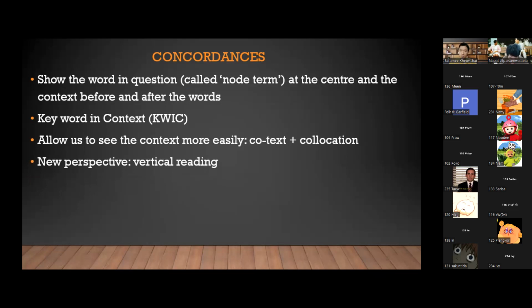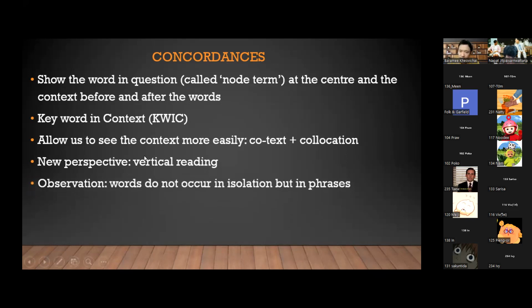Normally we read horizontally, right? From left to right. Now when we read concordance lines, we do a vertical reading, from top to bottom. And in a way, it gives us a new perspective, a new way of looking at language. And people have done this kind of reading.